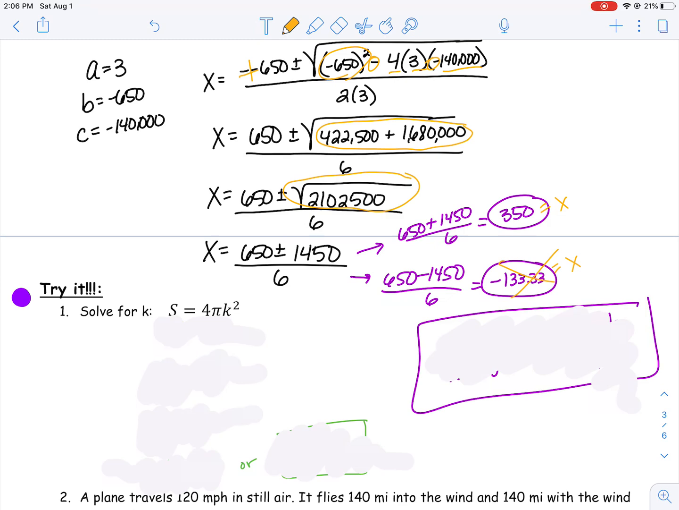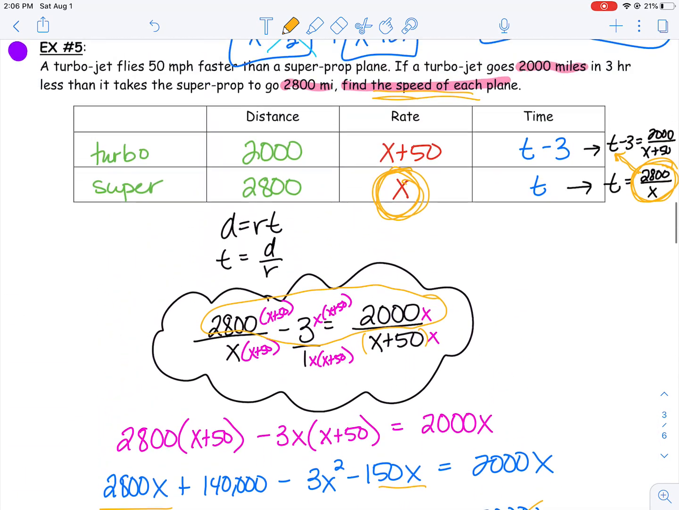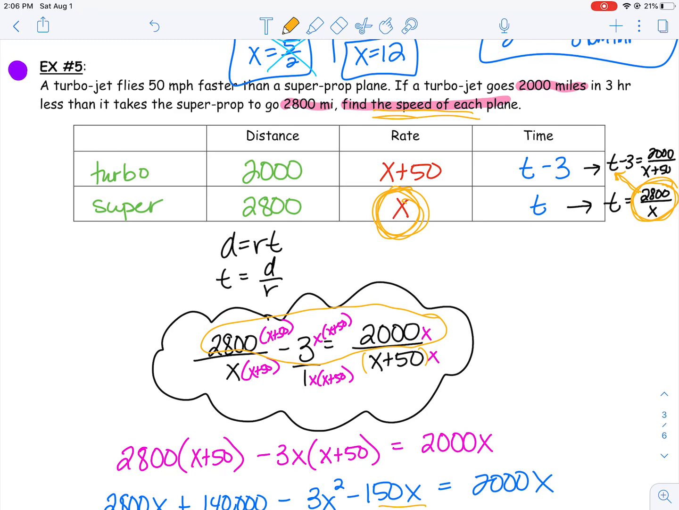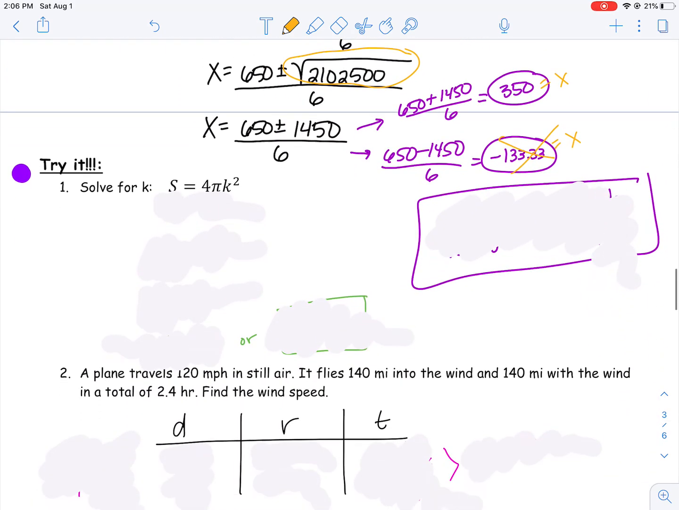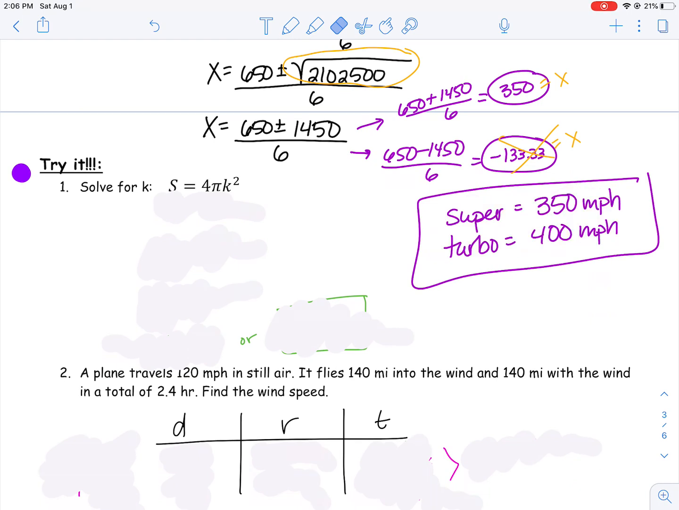Whew, pretty fast. What was the turbojet going then? Well, if the superprop plane was going 350, we should be able to figure out what the turbo plane was going by adding 50 more miles per hour to it because it goes faster. So I can say that the superprop plane was going 350 miles per hour and the turbo plane was going 400 miles per hour. Whew!